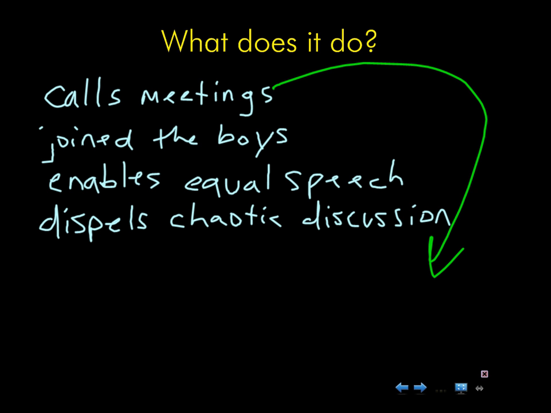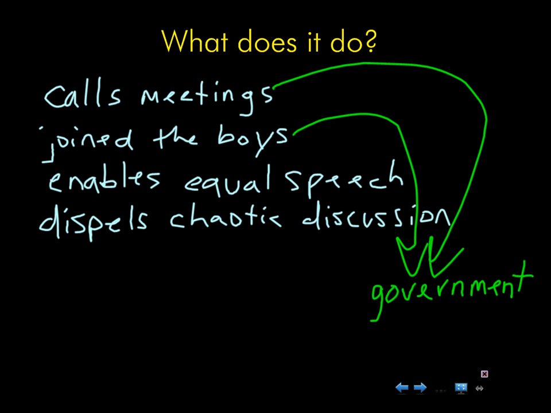If you say it represents government, I will say how, and your answer to that must always be one of these pieces of evidence. So it calls meetings. What calls meetings? Government. Government organizes people. Government joins people.